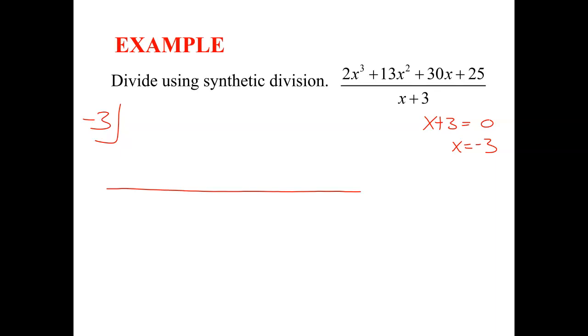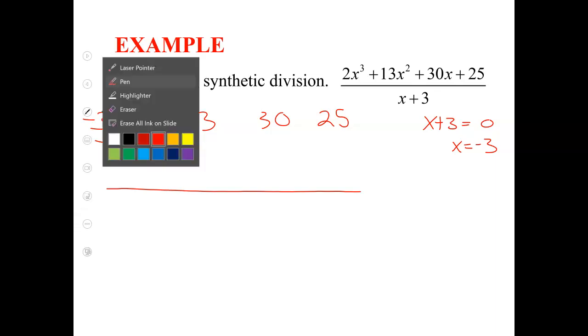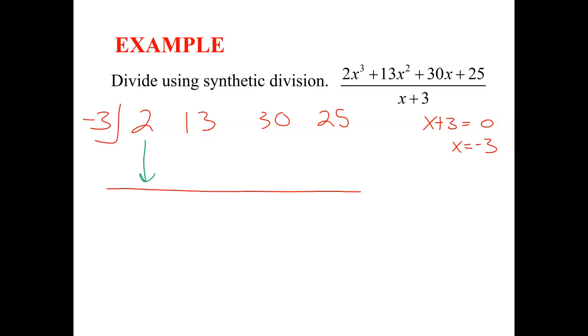Alright, what's going to come next? Yep. 2, 13, 30, and 25. So we just get rid of the variables, get rid of the exponents. Focus on the coefficients and our constant. Alright? Step 1. Always bring down the first number.